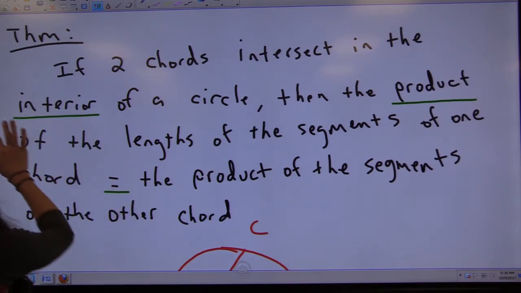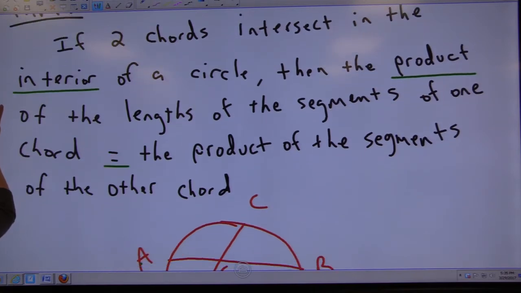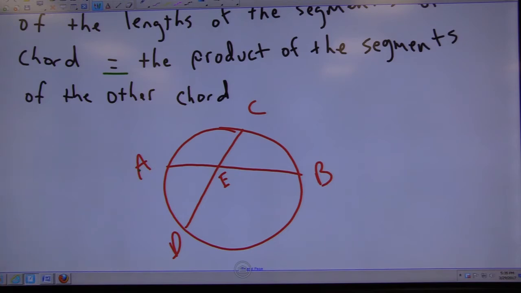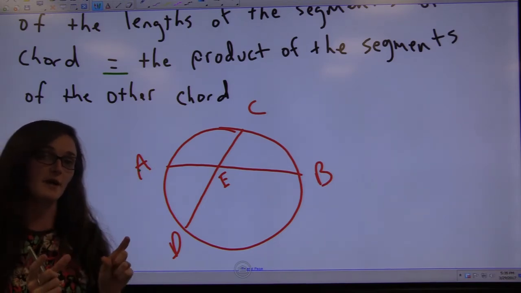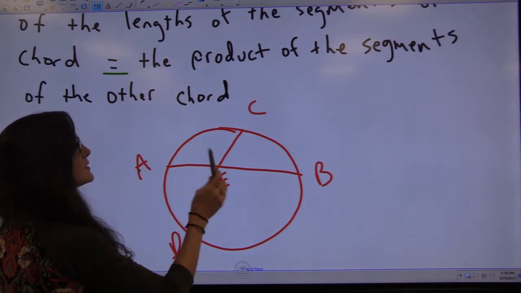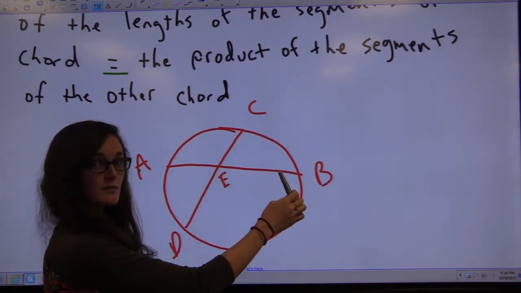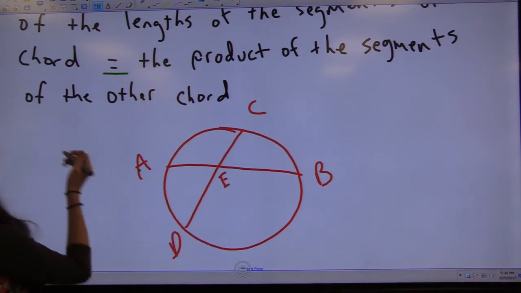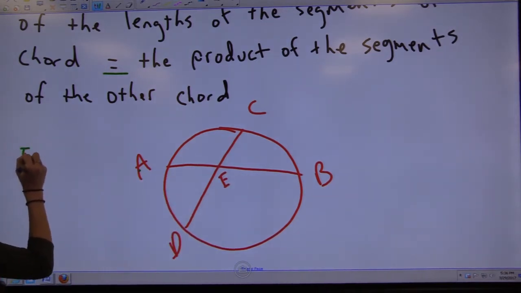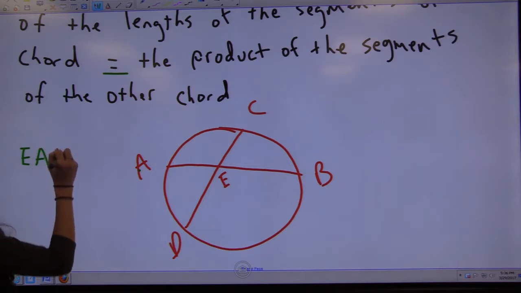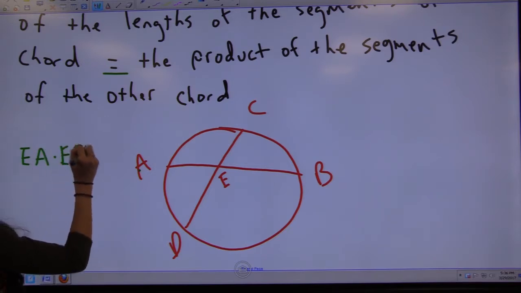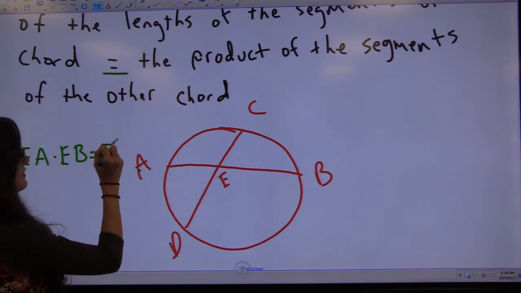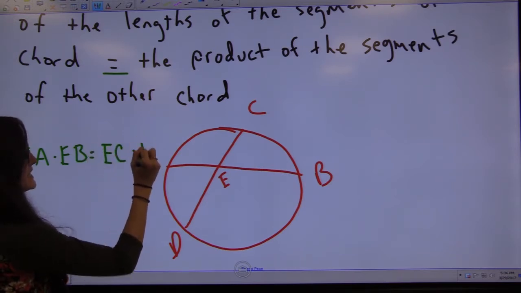Alright, hopefully you've had enough time. I'm going to scroll this up a bit so I can show you exactly what that means. You'll notice that both of these chords, AB and DC, are split into two segments. So EA times EB is going to be the same as EC times ED. When I write that formula out, it means EA times EB is equal to the product of EC times ED.